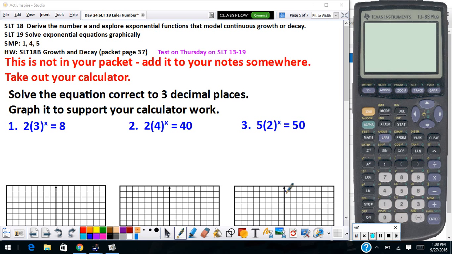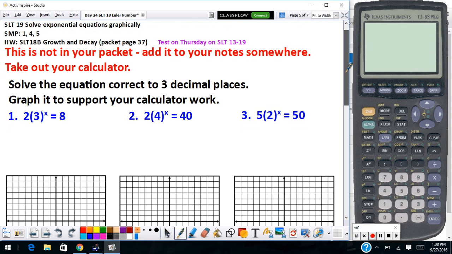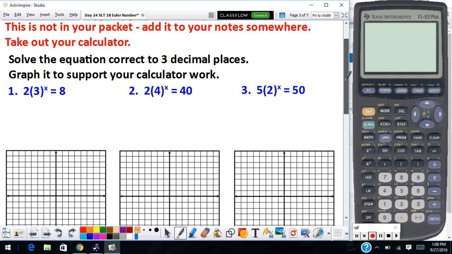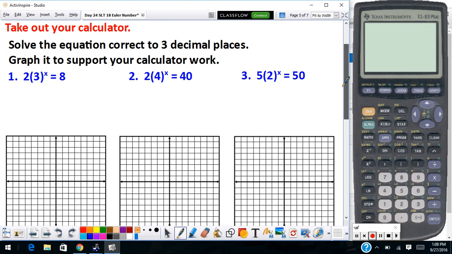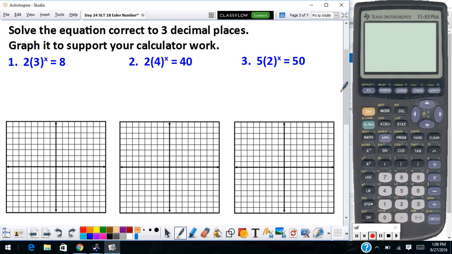Okay, so this is not in your packet. It's a little something we're also going to do the same day we're doing Euler's number, so just write this down somewhere. It says solve each equation correct to 3 decimal places, graph it to support your calculator work. So before we learn how to solve these kinds of equations algebraically, I'm going to show you how to solve them graphically. So if we're solving number 1, the first thing we can obviously do is divide by 2.